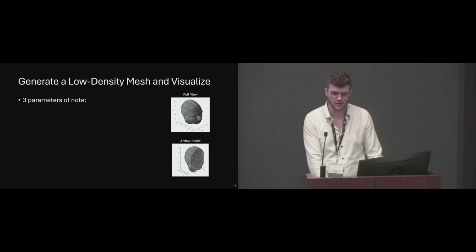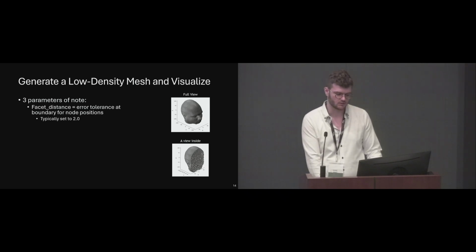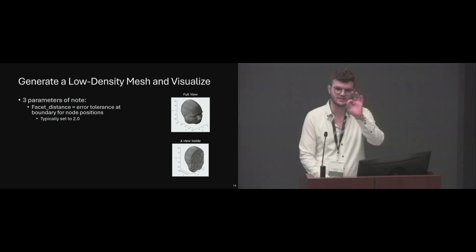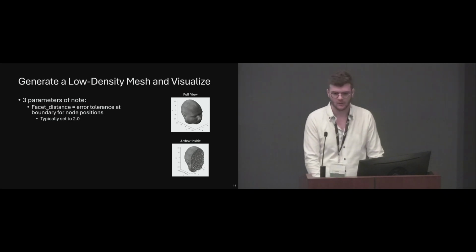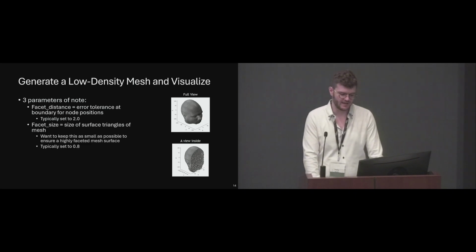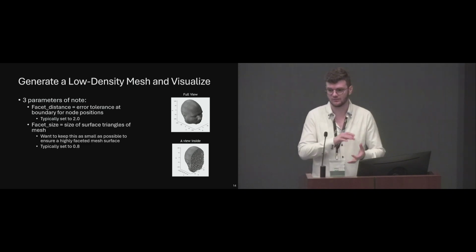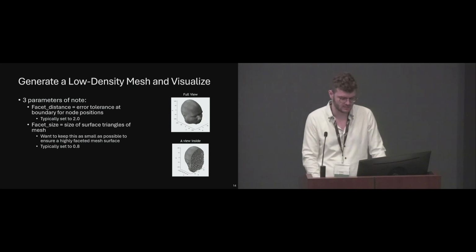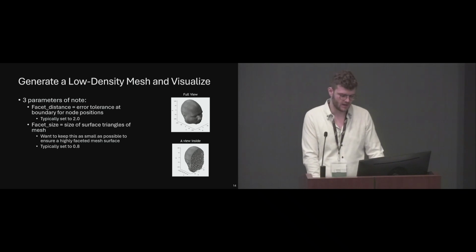In terms of mesh generation, there are 3 parameters that I want to highlight. The first is the facet distance, which is your error tolerance at the boundary for node positions. That's just like your points on the mesh, how far away they are. For low-density meshes, we typically set that value to 2.0. We have the facet size, where we're making a mesh out of essentially polygons, polyhedrons. The size of the surface polygons is what facet size mediates. We want to keep this as small as possible to ensure a highly faceted mesh. That's why we set that to 0.8 by default.